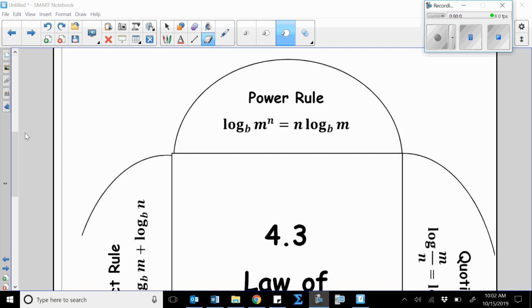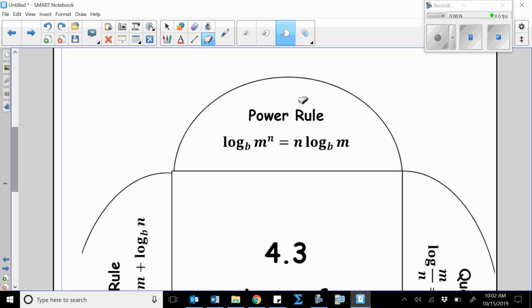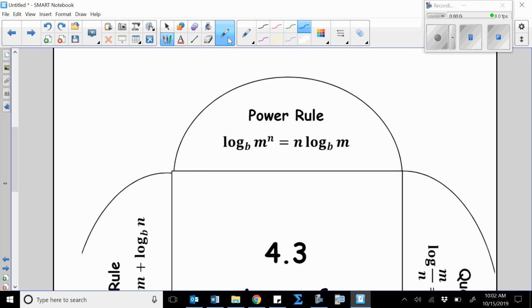Hi everyone, today we're going to learn about the laws of logarithms. We're going to learn some rules about logarithms that we can use to simplify and solve some logarithm equations. The first rule that we're going to learn is the power rule.